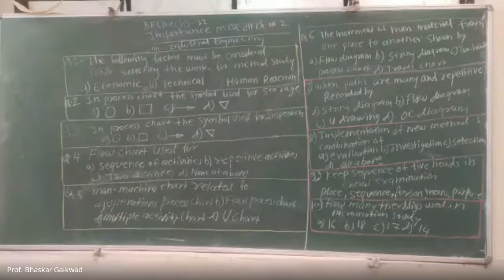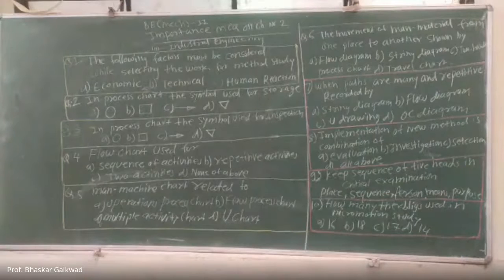Then keep the sequence of 5 heads in the critical examination part. Critical examination: first should be purpose, then place, then sequence, then person and means. And the last question: how many therbligs we used in micro motion study? That is 18 therbligs. So two times I have repeated this. This is very important from your examination point of view.